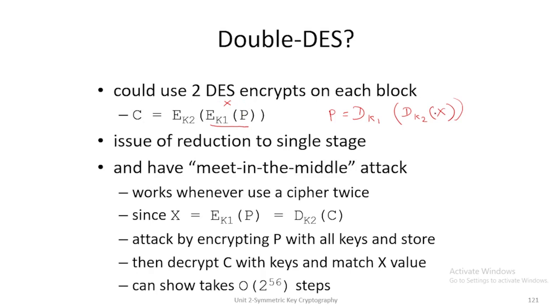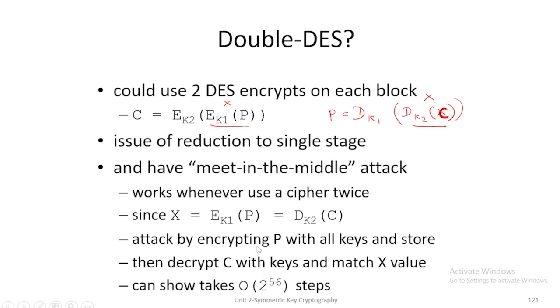So this is the ciphertext. The ciphertext is decrypted with the help of K2, then we get the X value. That X value is once again decrypted with K1, and then we get the plain text P. So the encryption of P with K1 is X, and the decryption of C with K2 is also X.